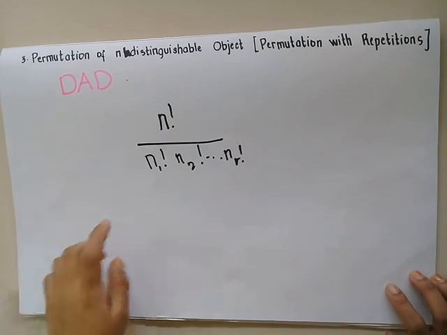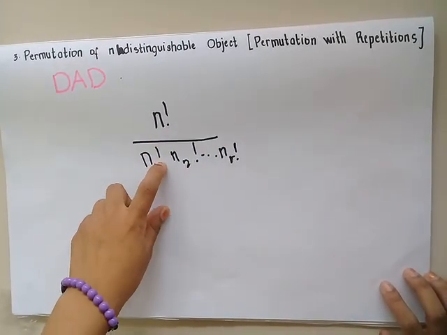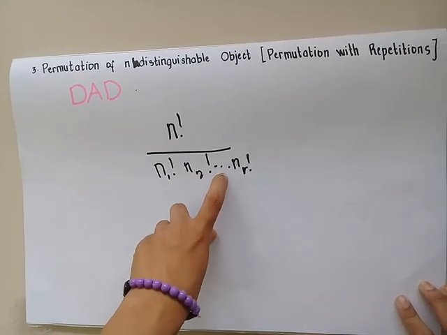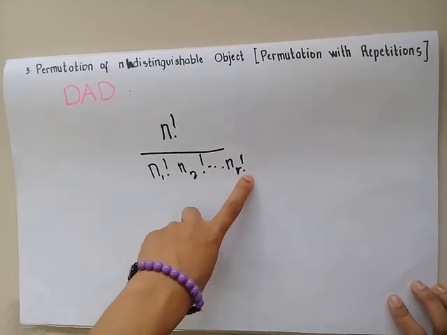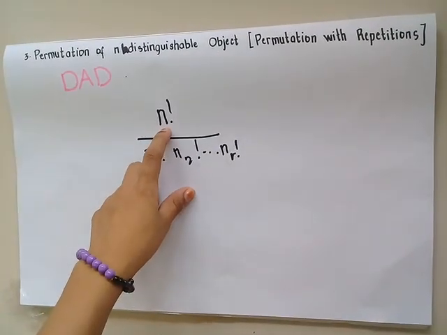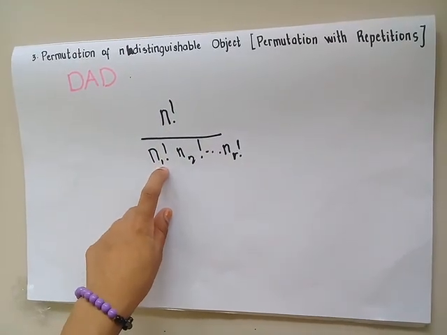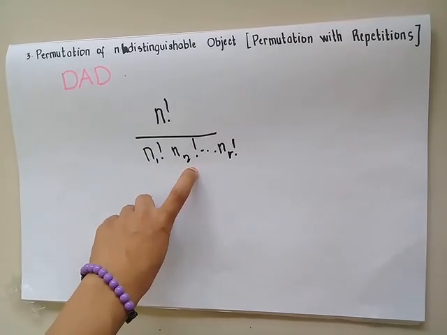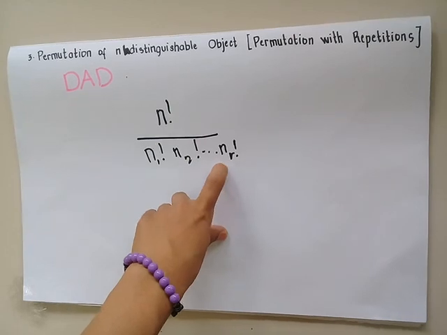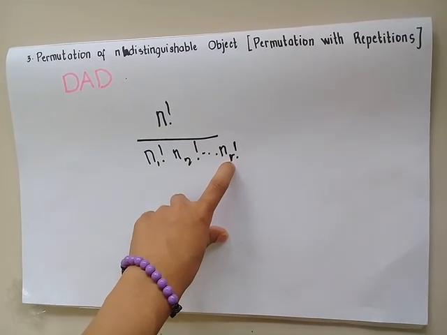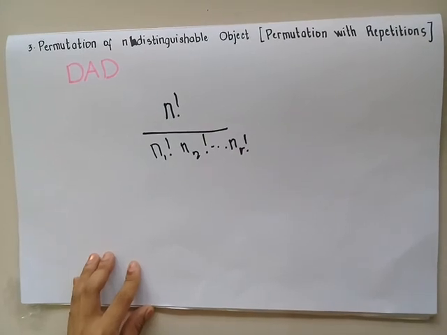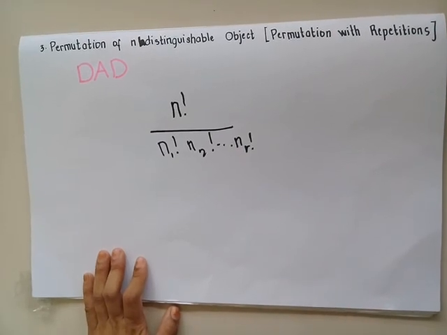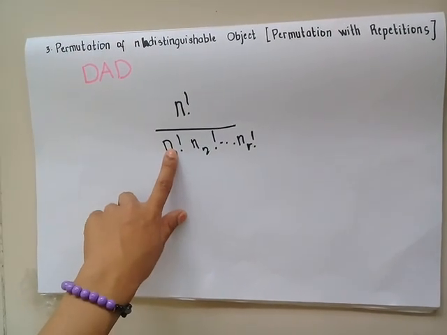And the formula for that is n factorial over n sub 1 factorial times n sub 2 factorial, and so on until n sub r factorial, where n is the total number of objects and n sub 1 is the indistinguishable object for type 1, n sub 2 is the indistinguishable object for type 2, and so on until n sub r is the indistinguishable object for type r. In general, repetitions are taken care of by dividing the permutation by the factorial of the number of objects that are the same or identical.